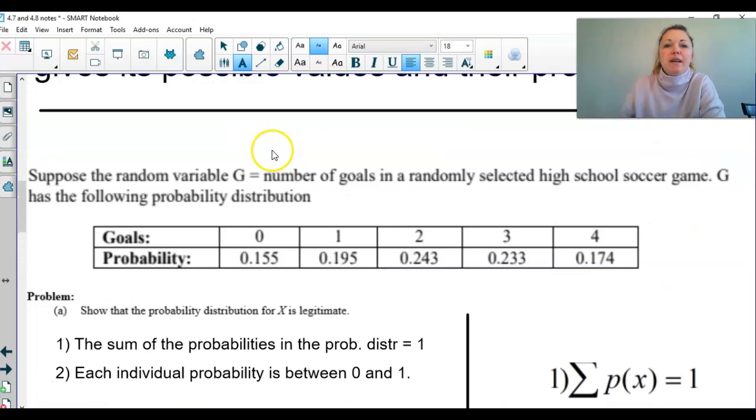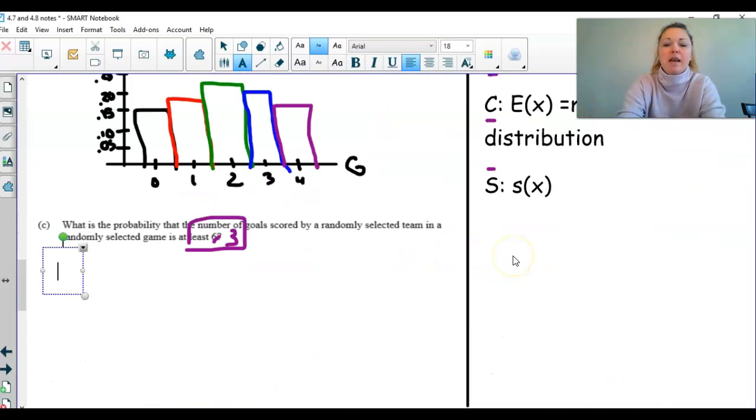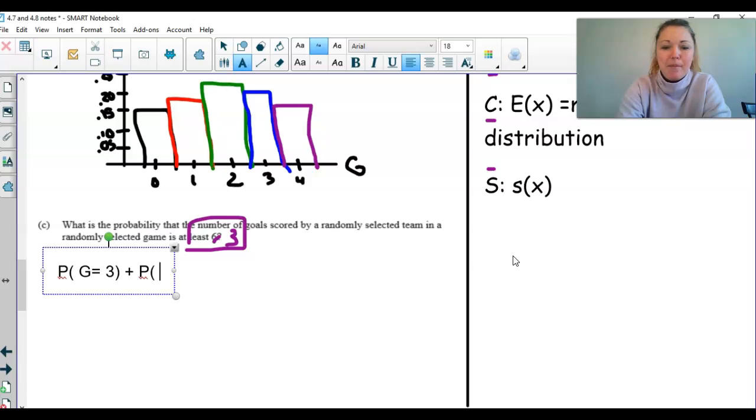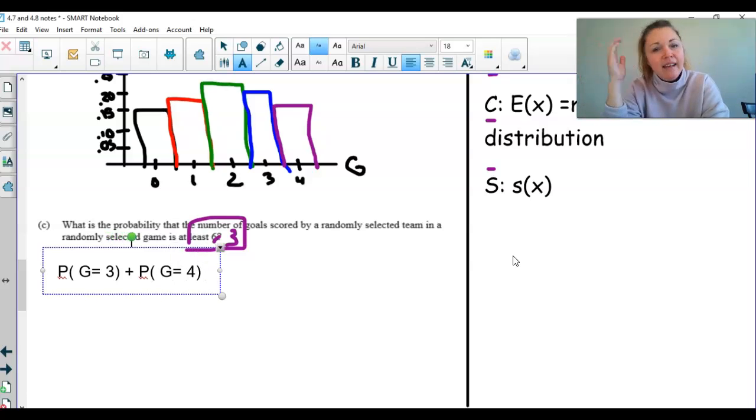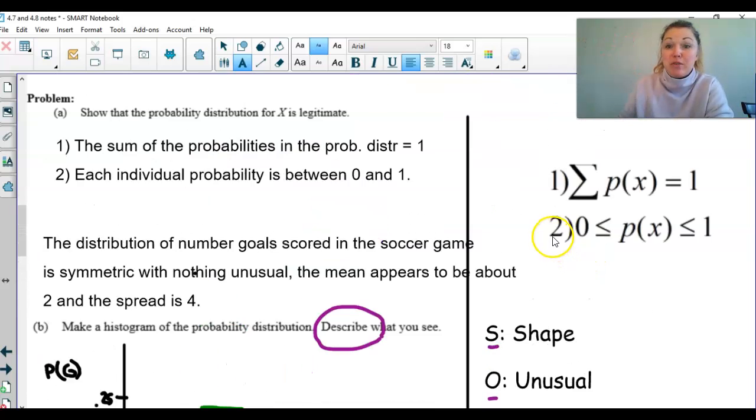Well, if I look up here, where am I at least 3? I'm at least 3 with 3 goals here and then 4 goals here. So I'm going to add those 2 together. That would be the probability that the number of goals scored is 3, or the probability that the number of goals scored is 4. Again, at least 3 is 3 or 4. So I'm going to go ahead and add those 2 numbers up.